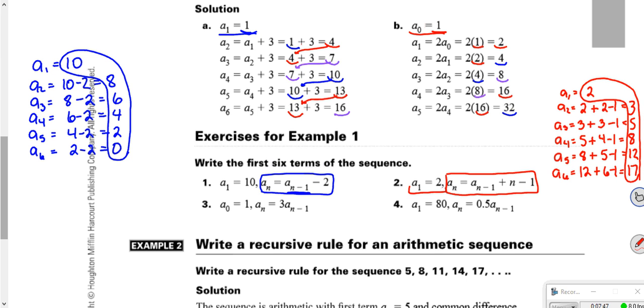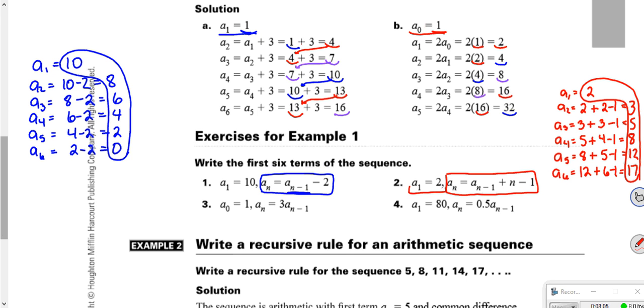Now, if you notice, the difference between the first and second term is 1. Difference between the second and third is 2. Difference between third and fourth is 3. Fourth and fifth is 4. Fifth and sixth is 5. Okay, so that's kind of slick.